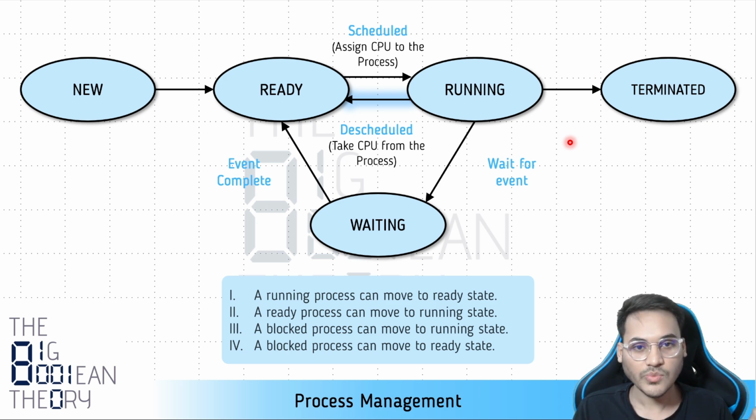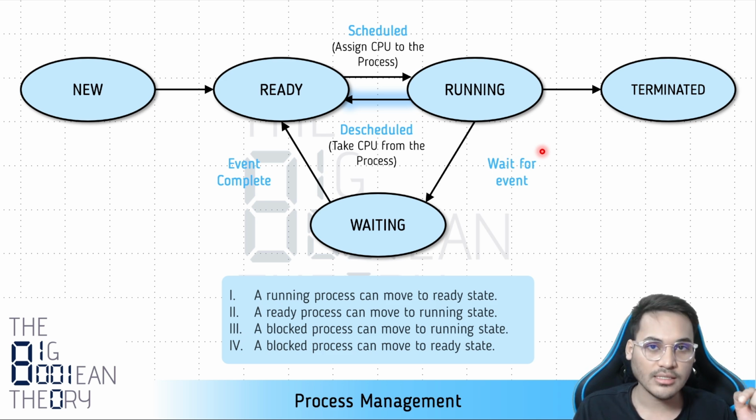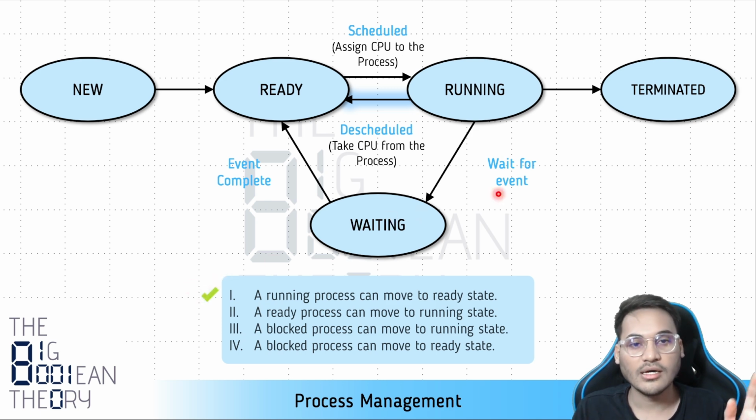preemptive in nature. And on the same grounds, if this transition is missing in the process state diagram, that means that the operating system cannot take away the control of the CPU forcefully from the running process. So in this case, this is a non-preemptive scheduling policy. Since in this question we are concerned with preemptive scheduling policy, this transition will be present, and the first statement is true, right? A running process can go to the ready state.